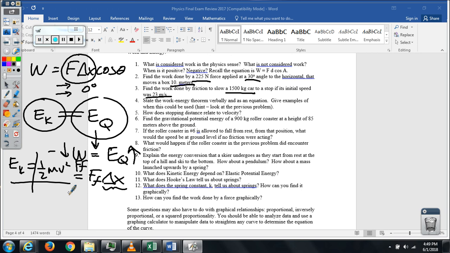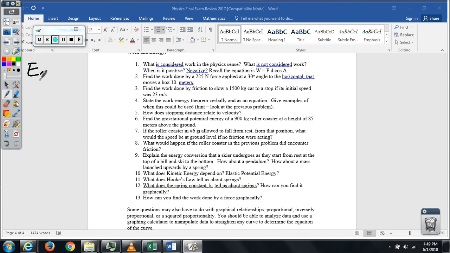Find the gravitational potential energy of a 900 kilogram roller coaster at a height of 85 meters above the ground. To find that, the equation for EG is mgh. The mass is 900 kilograms. You have to plug that in for m. Plug in 10 newtons per kilogram for little g, and then 85 meters for h. And then you'll have your gravitational potential energy in joules.